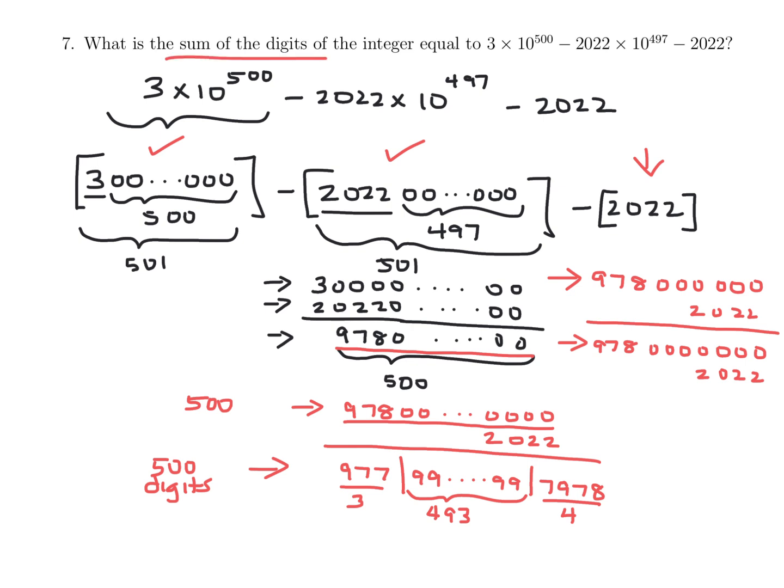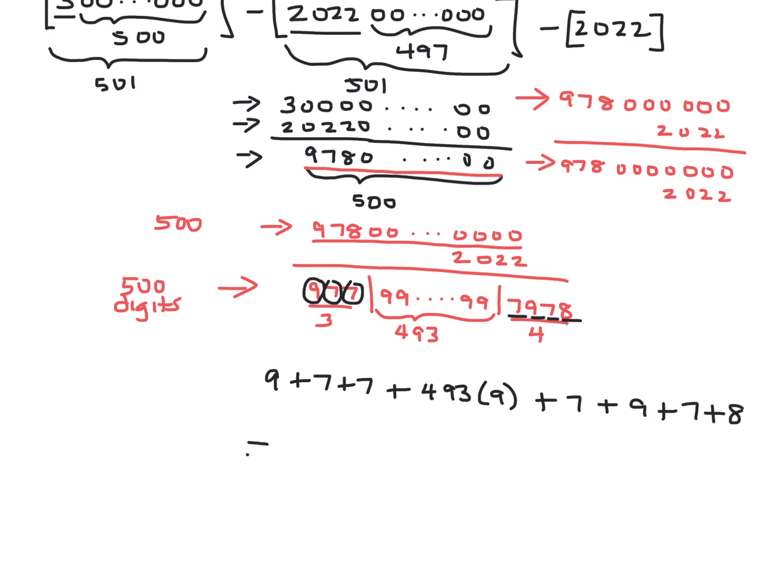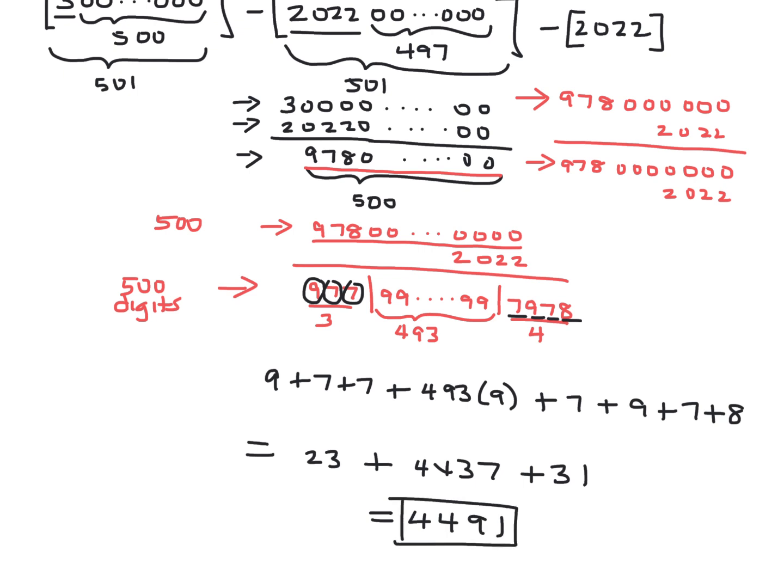So now they want the sum of the digits. Okay, that shouldn't be a problem. So we got the 9, we got the 7, and the 7. And then we have 493 of those 9s. And then finally we got that 7, the 9, the 7, and the 8. And then if you do this, this will be 33, sorry. Gotta make sure I do the math correctly. So 23 plus 4437 plus 31, and that is 4491. So there you go. 4491 is the correct answer.